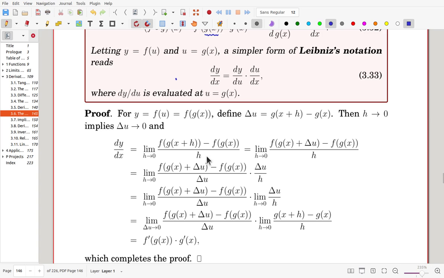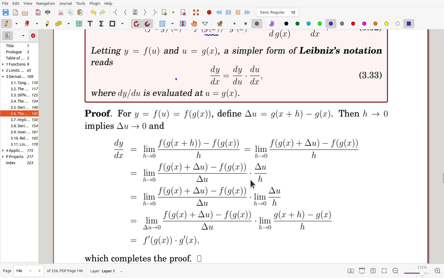Now g of x plus h can be written as g of x plus delta u. So we put that here. And that difference is now delta u, and this is h. So we put delta u over there and divide by h, so that after canceling, we get the same quantity.